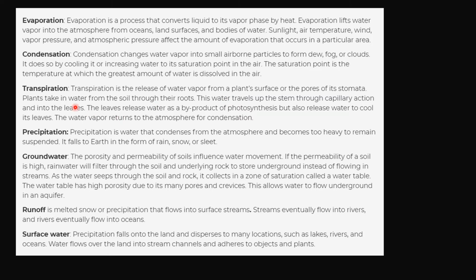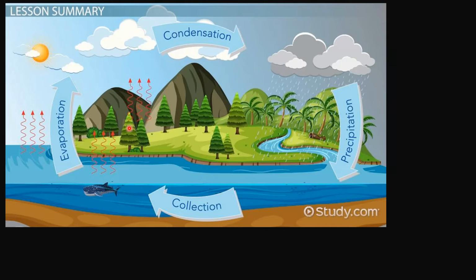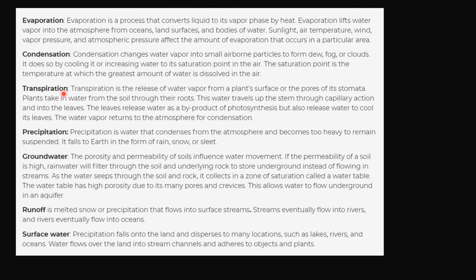Now we talked about water vapor coming out of the trees. That process is called transpiration. Inside the leaves of plants, there are tiny holes or pores called stomata. These are tiny holes in leaves, and that's where the water comes out and goes up into the sky. Precipitation is rain and other things: rain, snow, or sleet.